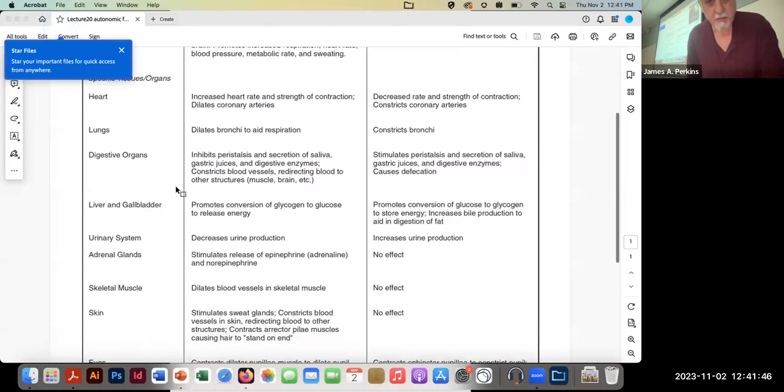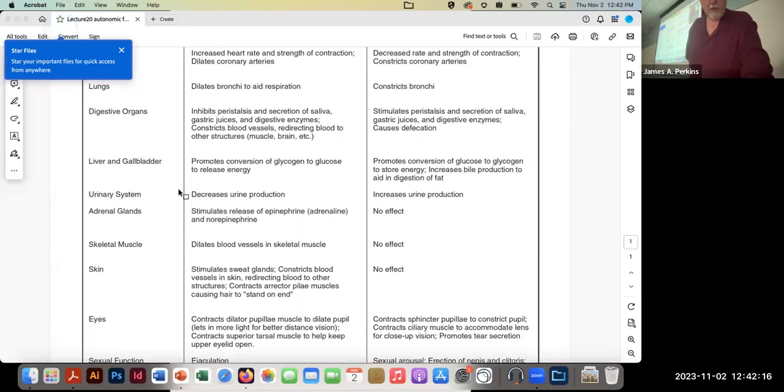So taking a look at the effects of the sympathetic system on each of the organ systems. So it increases the heart rate, so it makes the heart beat faster, increases the strength of contraction to increase blood pressure, and it dilates the coronary arteries. So it actually is regulating smooth muscle in the wall of the coronary arteries to allow more blood to flow to the heart muscle itself. In the lungs, it dilates the bronchi to aid in respiration to allow more air to flow through.